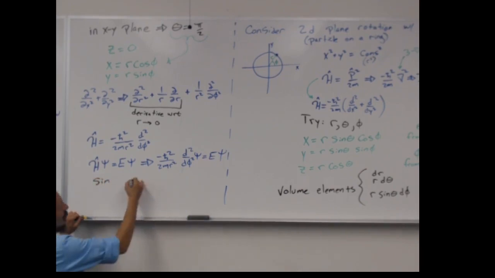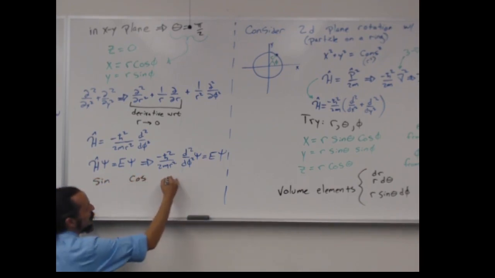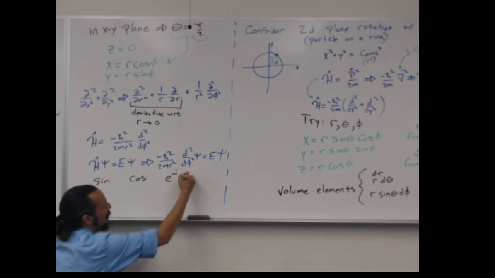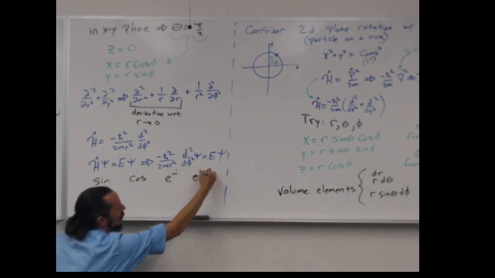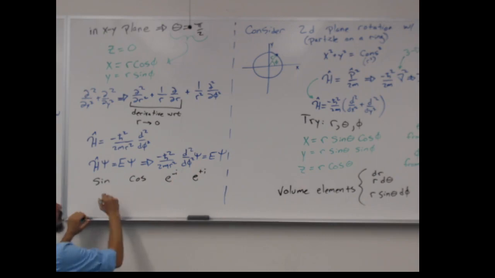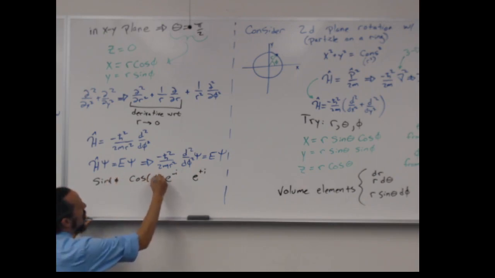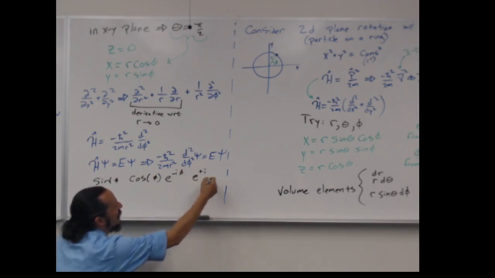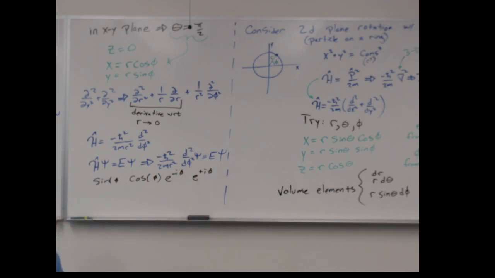Sine functions should work. Cosine functions should work. E to the I functions should work. And e to the positive I functions should work. So some sine of phi, some cosine of phi, some e to the minus I phi, and some e to the plus I phi. Right? All of those things should work. Right? So we've got a lot of different options.